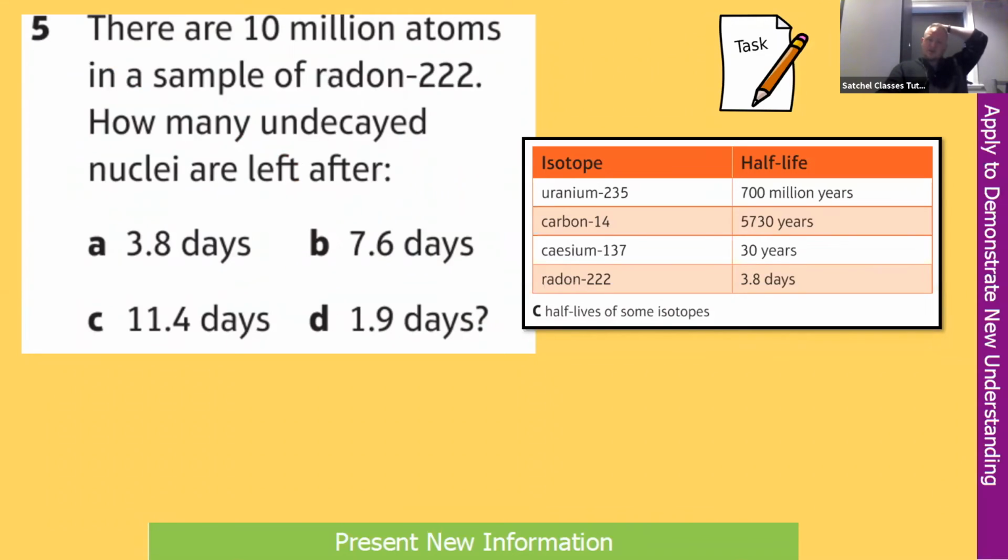So how does this look in practice? Well, that was that one there. 10 million atoms in a sample of radon-222. How many undecayed nuclei are left after a particular time period? If you're given a question like this, they have to give you some idea of what the half-life is if they're asking you to calculate how many are left. But sometimes they can give you how many are left and a time period and ask you to calculate the half-life, in which case you're doing it in reverse.